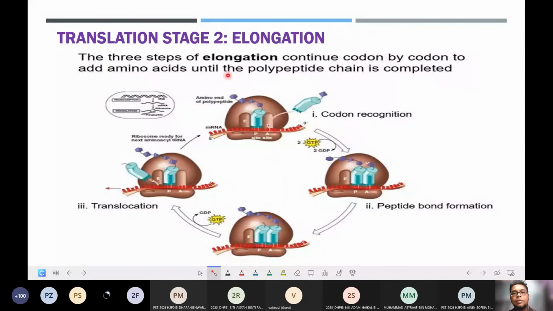And so the 3 steps of elongation, the codon recognition, the peptide bond formation, and the translocation, will continue in a cycle. After translocation, codon recognition will occur again, followed by peptide bond formation again, and then translocation again, and these steps will be repeated until the polypeptide chain is completely formed.